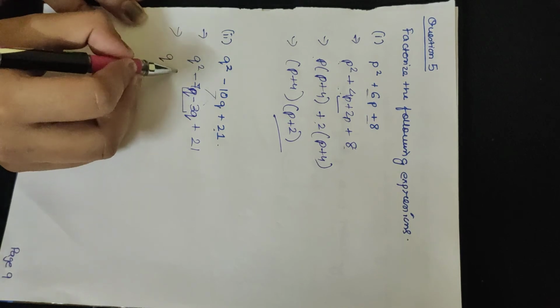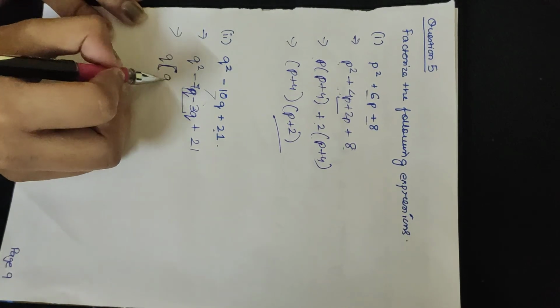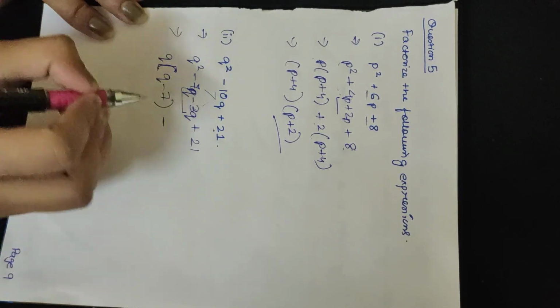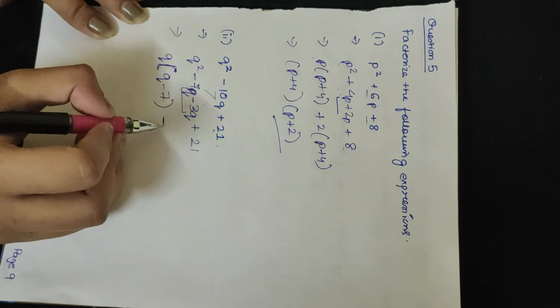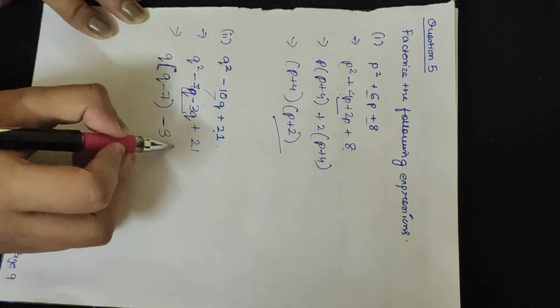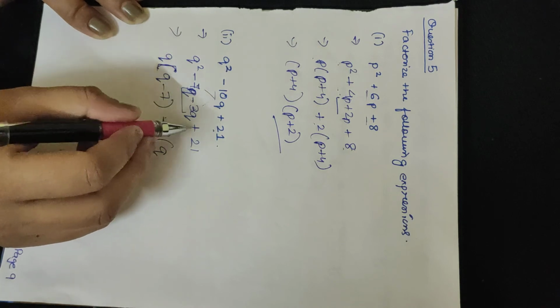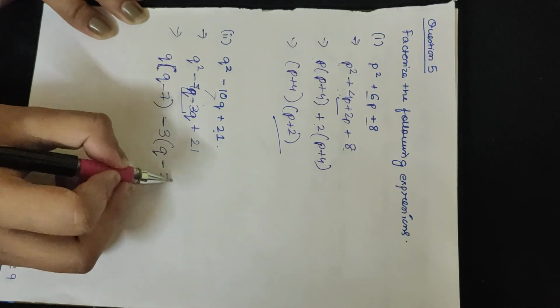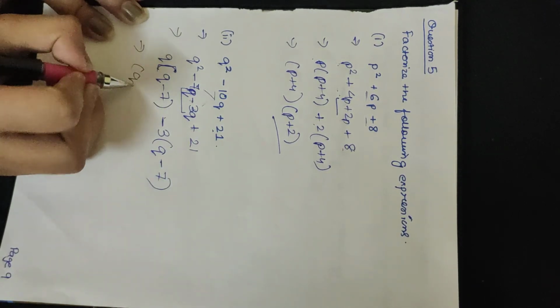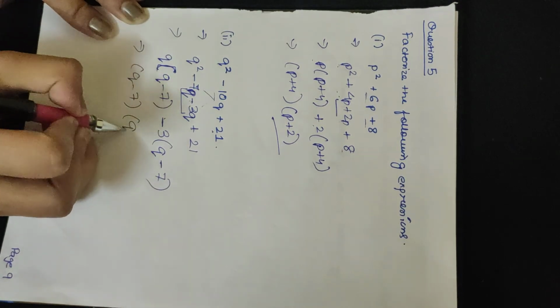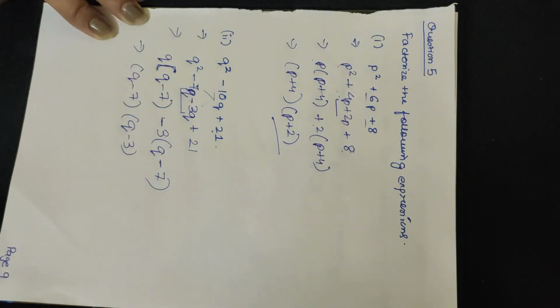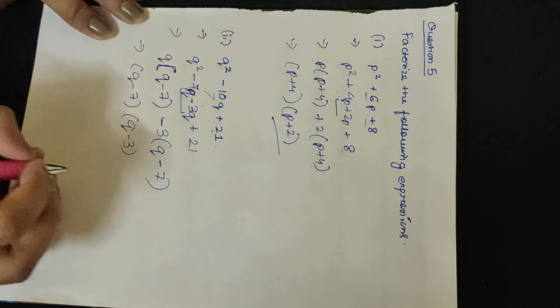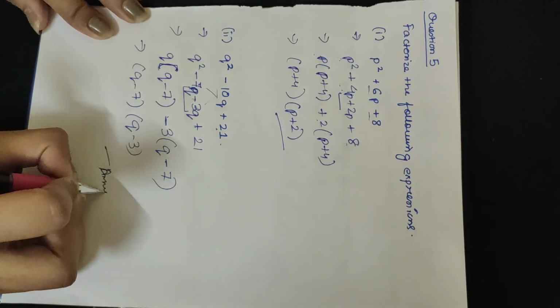So what do we take common? Common is only q, so q(q minus 7), and again minus, because the third term is minus, we take minus 3 common, so minus 3(q minus 7). So it is going to be (q minus 7)(q minus 3). Okay, so this is going to be our answer.